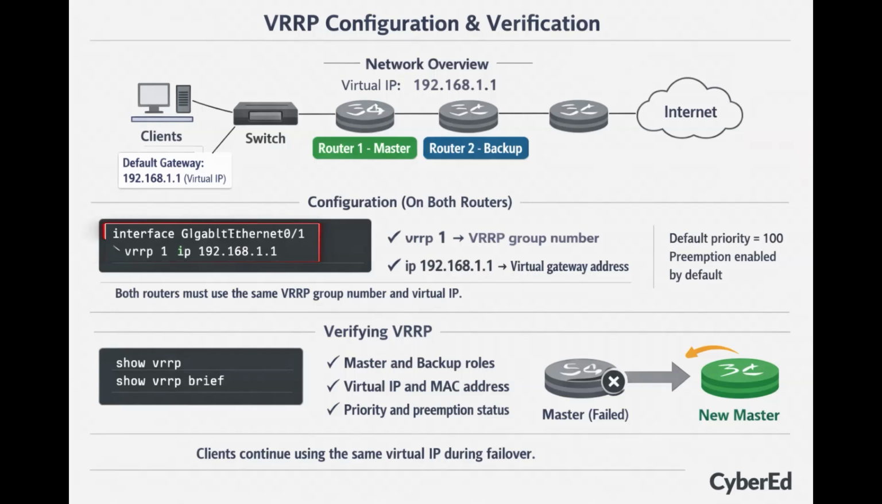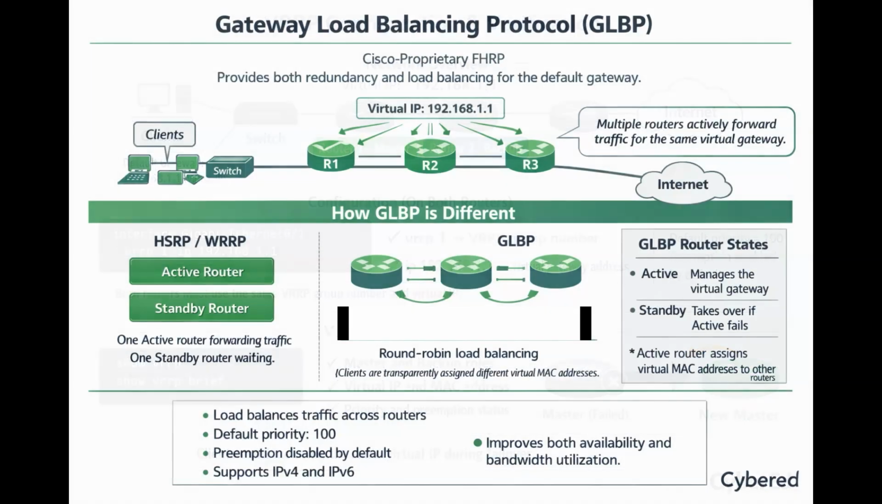The interface GigabitEthernet 0/1, vrrp 1 ip 192.168.1.1. This would be configured on both routers. I'm verifying VRRP with show vrrp brief. These commands confirm master and backup roles, virtual IP and MAC addresses, priority and preemption status.